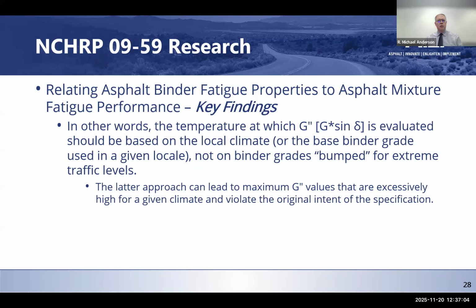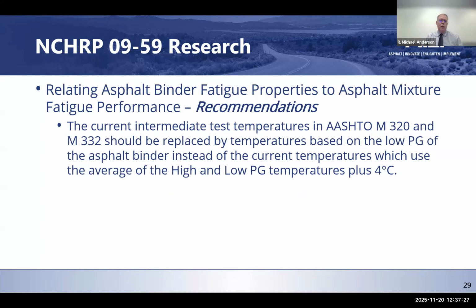But you can have a binder that's too stiff relative to the climate in which it's going to perform. That's why some agencies, when they've done grade bumping, have taken it back to what the climatic grade is. I think Kentucky does that, where even though it's a 76-22, they have testing done at intermediate temperature at 25 degrees C. The other approach would be simply to go with what's done in AASHTO M 332, which, because it's not based on bumping the high temperature grade, but rather on traffic designations like H, V, and E, then you don't have to worry about going to too high of a grade overall.